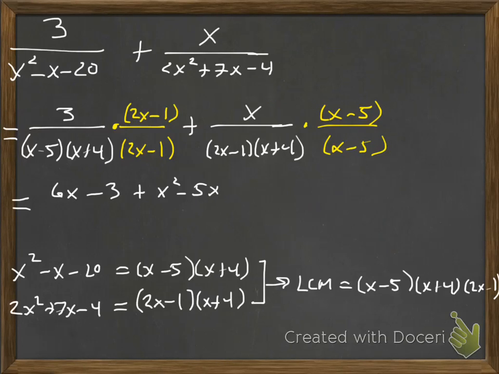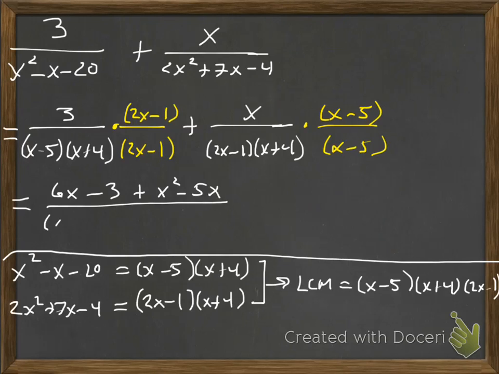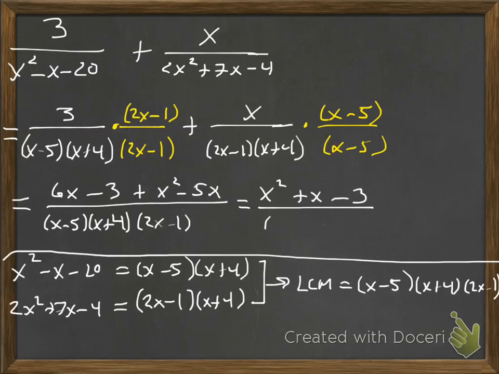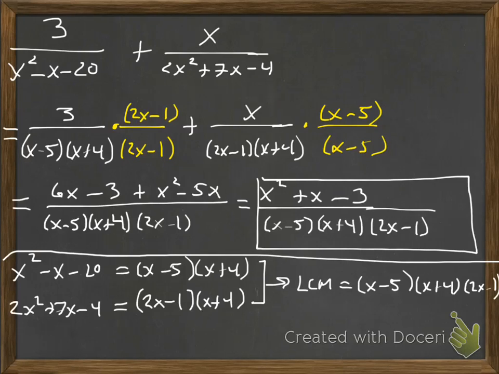Because I'm limited on real estate here, I'm going to be a little bit more efficient. All over the common denominator. It doesn't matter the order of how I write my common denominator. Multiplication's commutative. So I'll have x squared plus x minus 3 all over x minus 5, x plus 4, and 2x minus 1. I do try to factor the numerator. It's not going to factor. Nothing we can do. That's it.